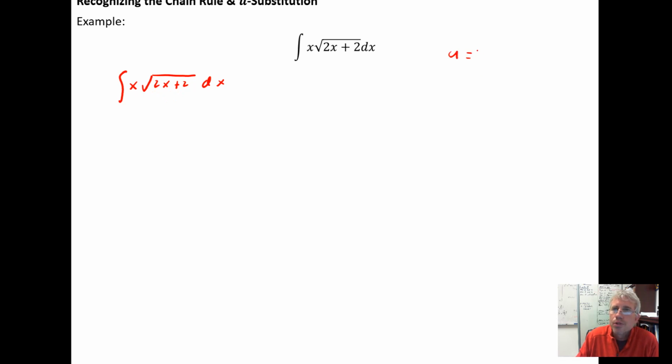So u equals 2x plus 2. So if I take du/dx, taking the derivative of both sides with respect to x, I get a 2. And this is a case that's different than the ones that we've seen so far.